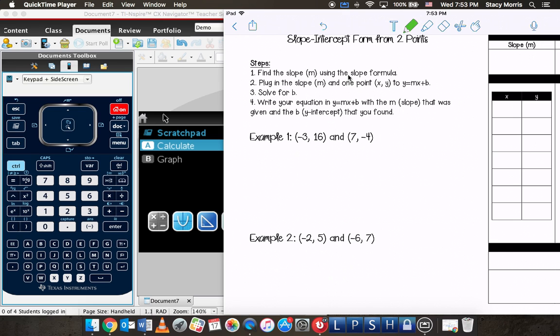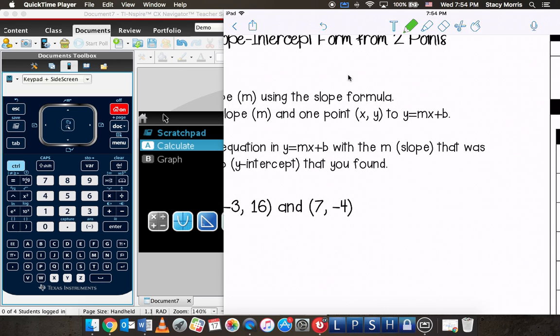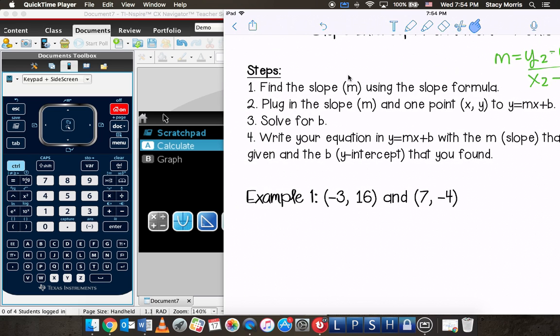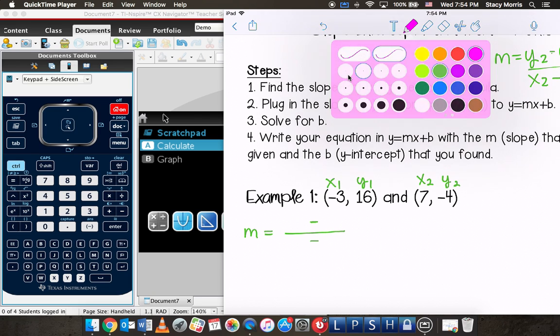Just a reminder, the slope formula, I'm going to write this on my paper here, is m equals y2 minus y1 divided by x2 minus x1. All right, so looking at my first example here, I'm going to find my slope first. I'm going to label these as x1 and y1 and x2 and y2. And then I'm going to plug them in to my formula. Remember, I write m equals, I always draw my fraction bar, and then I put my minus signs before I start. All right, now we're going to plug our numbers in.